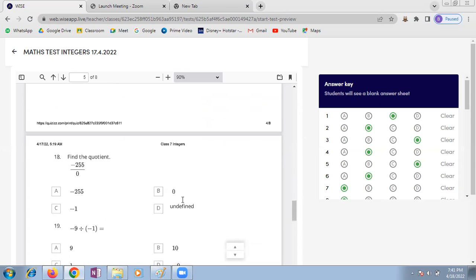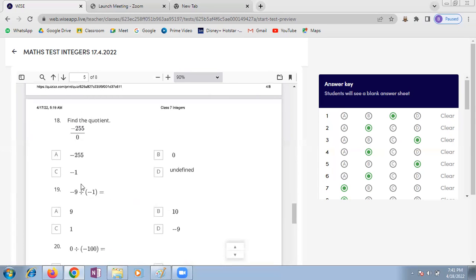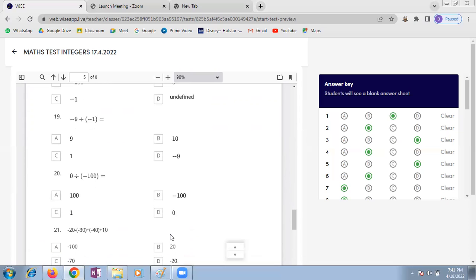Undefined. Who said 0? Sorry, ma'am, undefined. 0 by any number is 0. Any number by 0 is undefined. Don't forget, children. Any number divided by 1 is the number itself. No number can be divided by 0. 0 divided by any number, either positive or negative, becomes 0.